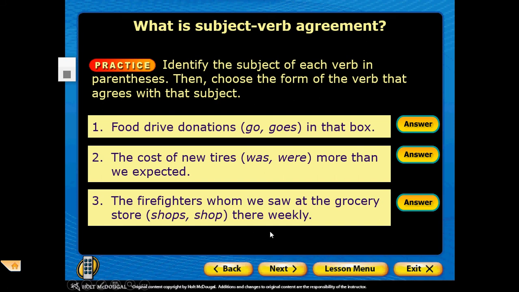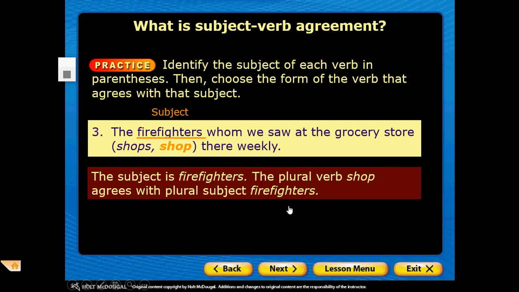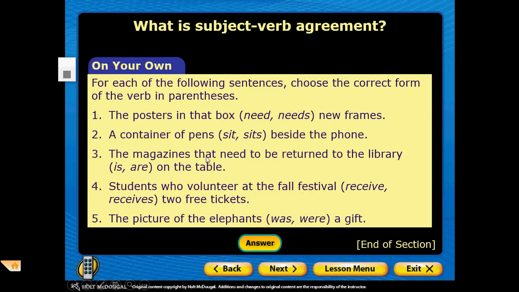Good. So, let's take the answer first. The subject is firefighters. The plural verb shop agrees with the plural subject firefighters. Okay, let's go to exercises, although I think we should leave it to our dear students, but we still have a bit of time. So let's have a go with this.